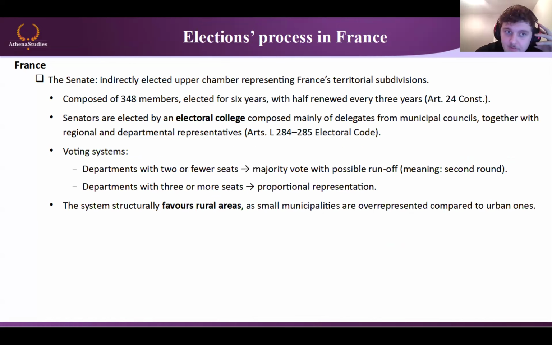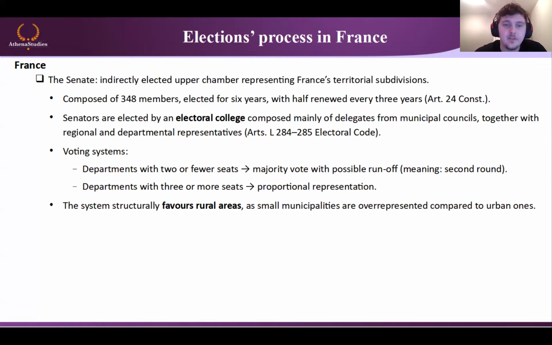Now, what about the Senate? Well, it is the indirectly elected upper chamber, and they represent France's territorial subdivisions. So 348 members, so fewer than the National Assembly, elected for 6 years, so 1 year more than the president. And it is renewed every 3 years.